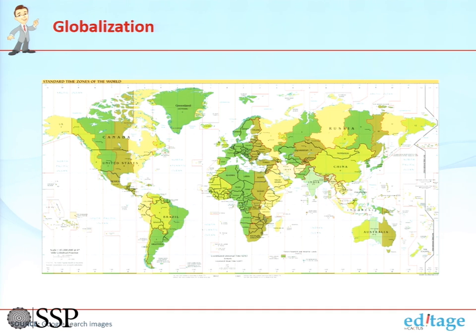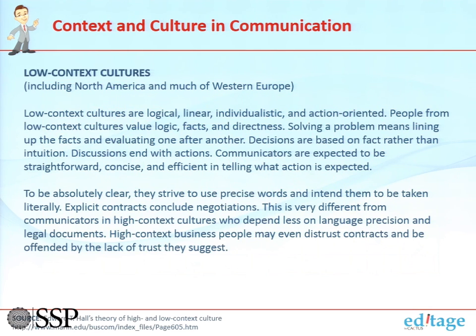And when we think of the world as a whole, there are what are called low context cultures, and there are what are called high context cultures. And so for those who are not necessarily aware of those labels, a low context culture like North America or much of Western Europe, they're very logical, linear, individualistic, and action-oriented in how they act, how they think. And people in low context cultures generally value logic, value facts, directness.